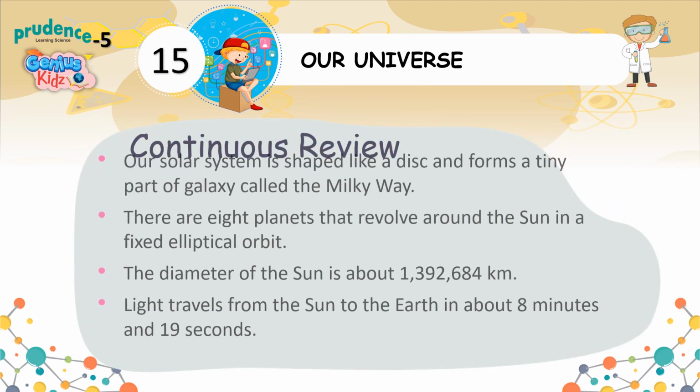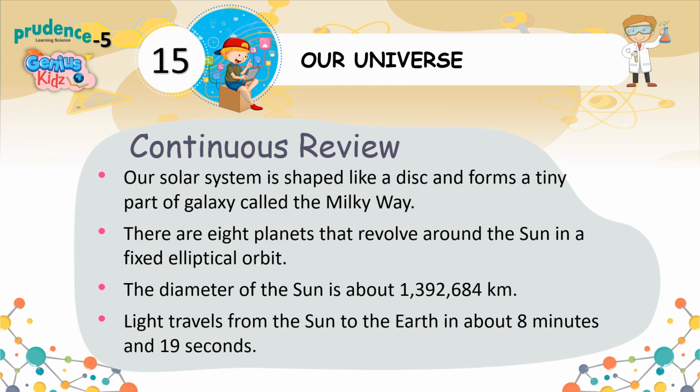Continuous review. Our solar system is shaped like a disk and forms a tiny part of a galaxy called the Milky Way. There are 8 planets that revolve around the Sun in a fixed elliptical orbit. The diameter of the Sun is about 1,392,684 kilometers. Light travels from the Sun to the Earth in about 8 minutes and 19 seconds.